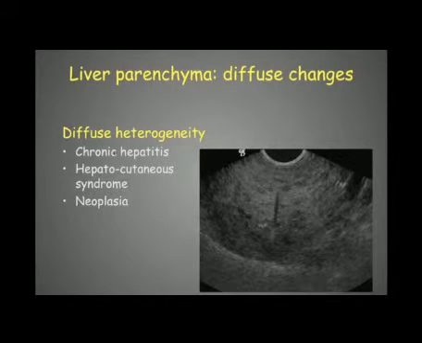And then, as a final diffuse change, we can also have diffuse heterogeneity of the liver. This is less common. We can see that with chronic hepatitis, but also with hepatocutaneous syndrome and some cases of neoplasia. So we have here an example where we can see a diffuse heterogeneity of the liver parenchyma with multiple hypoechoic areas dispersed throughout the parenchyma. In this case, it was just found to be vacuolar degeneration on aspiration, but in general we will find that with those causes here.